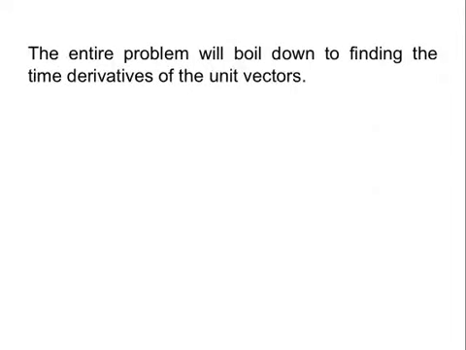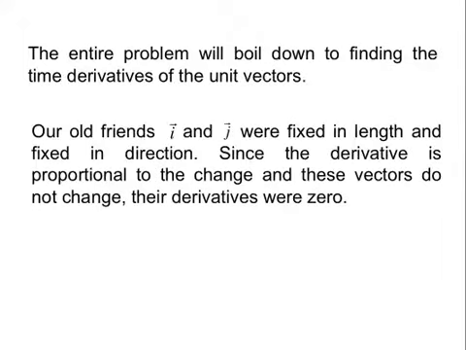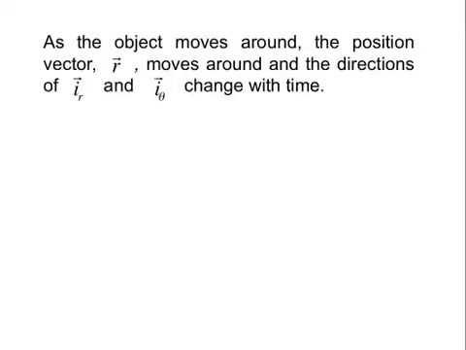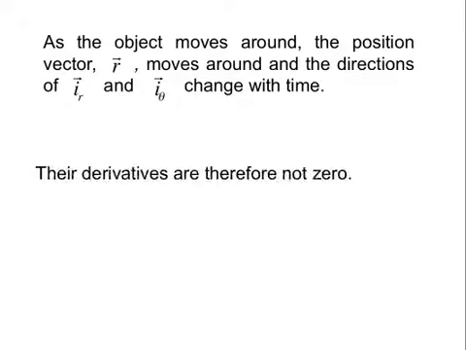The entire problem will boil down to finding the time derivatives of the unit vectors. Our old friends i and j were fixed in length and fixed in direction. Since the derivative is proportional to the change, and these vectors do not change, their derivatives were zero. This is not the case for i_r and i_theta. As the object moves around, the position vector r moves around, and the directions of i_r and i_theta change with time. Their derivatives are therefore not zero.